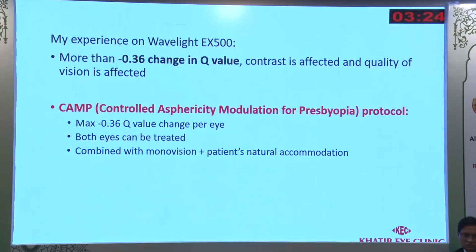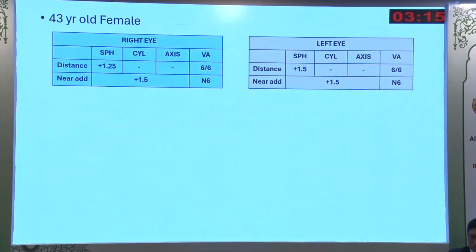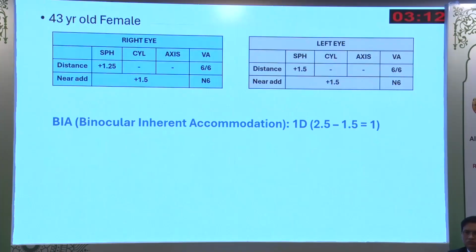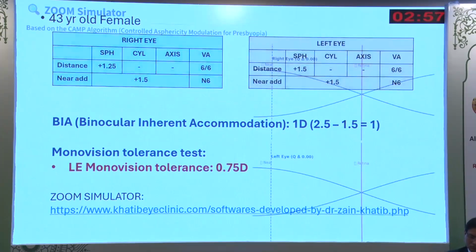And by treating both the eyes, we can use the patient's natural accommodation as well as the patient's monovision, and all this can be seen on a simulator which I developed called the Zoom simulator, which I'll show with the help of an example. This is the refraction of the patient, distance and near. We define something called binocular inherent accommodation, which is the accommodative effort the patient still has, which is 2.5 minus the reading add. And then we also do a monovision test to see the maximum tolerable monovision. And then we open the simulator.